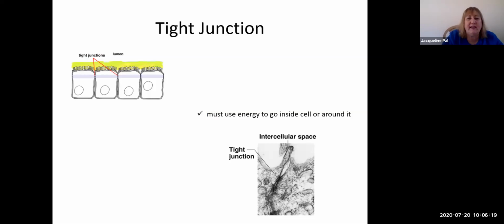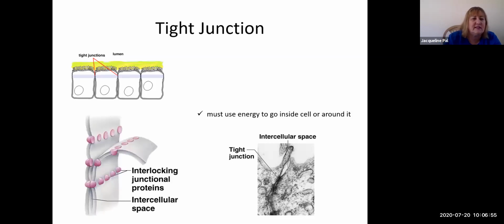So first, let's learn about a tight junction. A tight junction is near the surface of the cell, and they go around the entire perimeter of the cell, and it's usually more than one layer. We have lots of them. And so what they do is they prevent anything from going between them, okay? So nothing out here can go down into there, into this intercellular space. Nothing can get through a tight junction. So you must use energy to go into the cell if you want to come back out on the other cell.